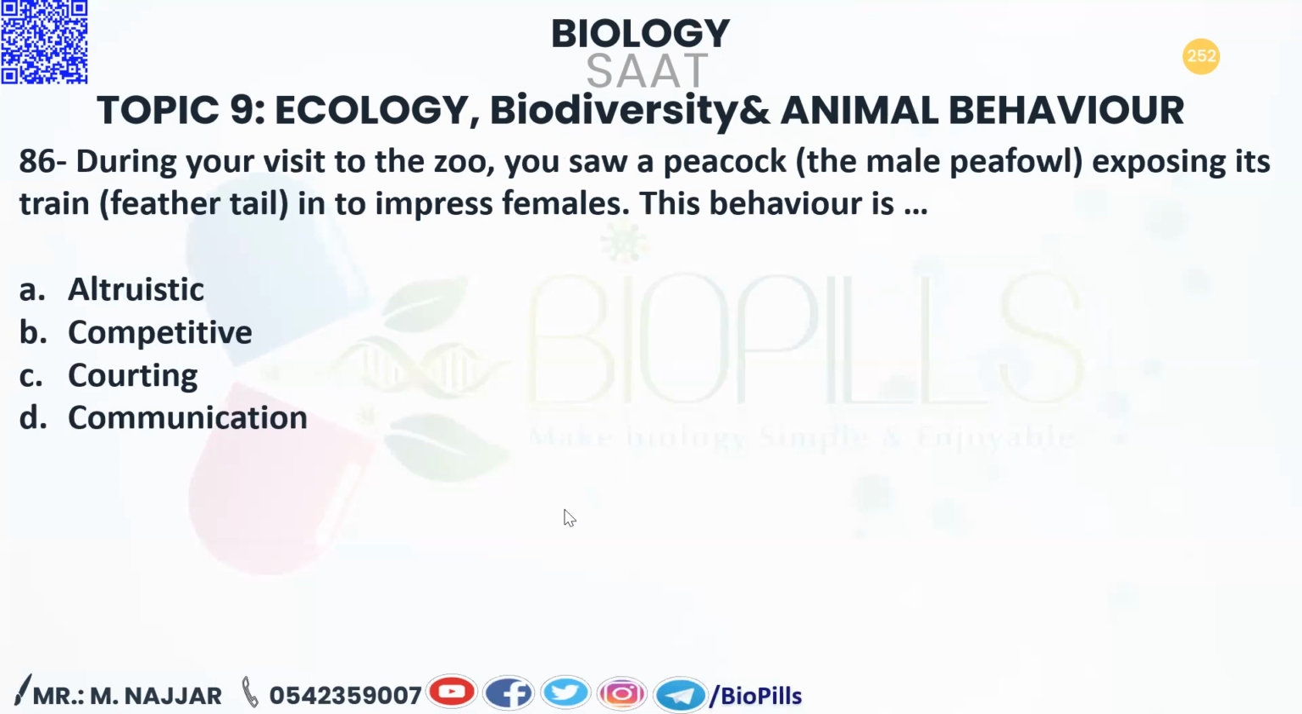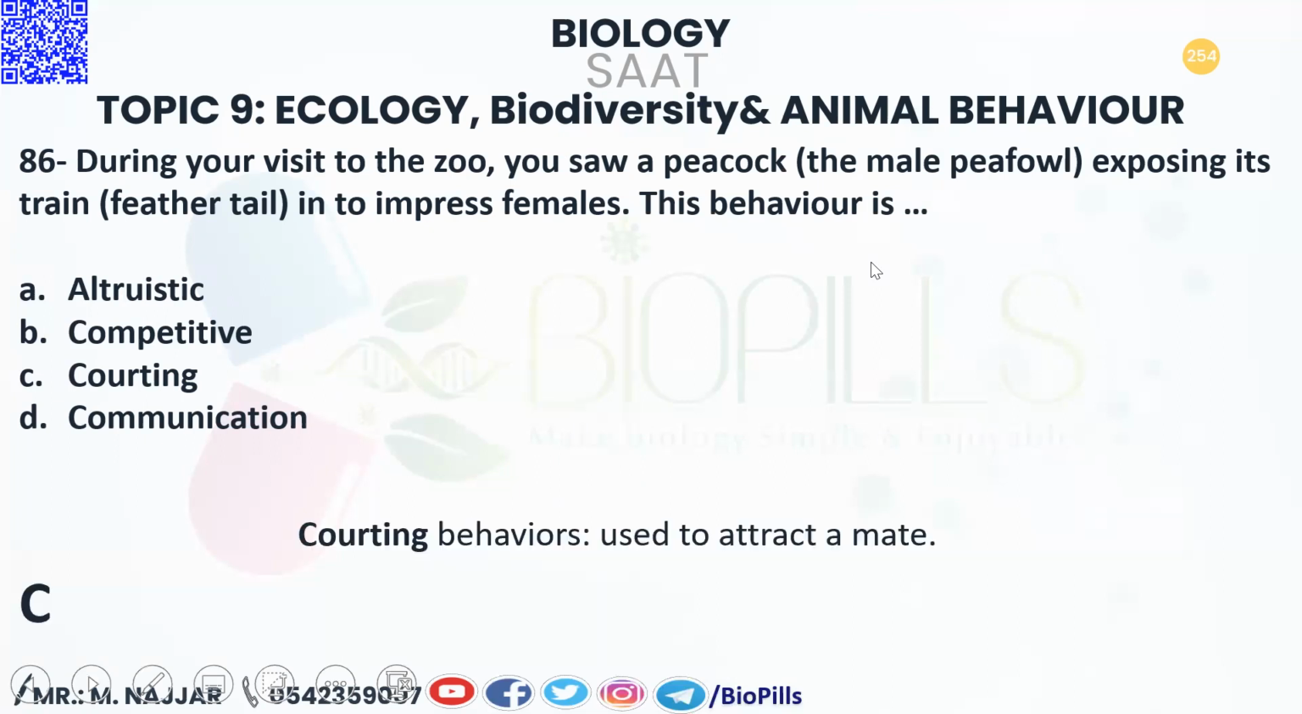Question number 86. During your visit to the zoo, you saw a male peacock exposing its train, the feather tail, to impress the females. This behavior is A, altruistic, B, competitive, C, courting, D, communication. Yes, for sure, it is courting. It is courting, a courtship to attract the mate. Yes, it is the courting behavior.